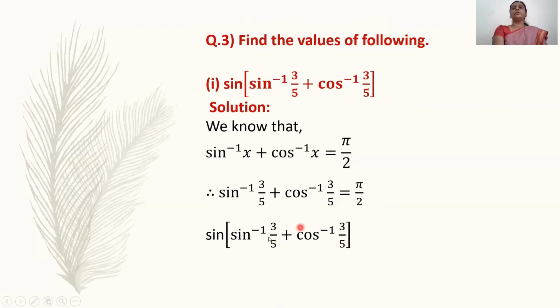Now, in the next step, you keep the value of this as pi by 2. You will get sin in the bracket pi by 2. And what is the value of sin pi by 2? Sin pi by 2 is 1. Therefore, the value of the given function is equal to 1. In this way, if you remember the property of inverse trigonometric functions, then it is very simple to find the solution of any function.